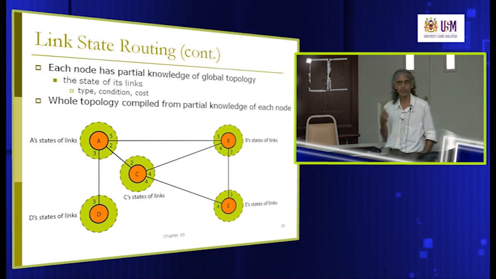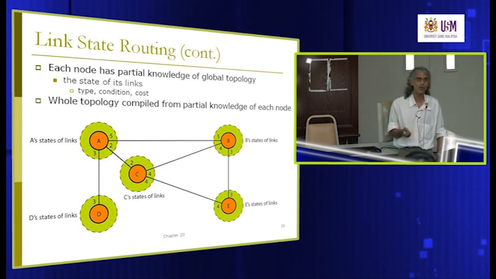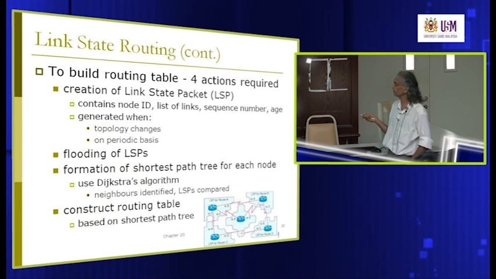Right? Because you want to find out what is the best route. To find the best route, we must find all routes first. You must go through all the routes. So in other words, it's going to take a long time to come back. Right, so that's the flooding of LSPs.